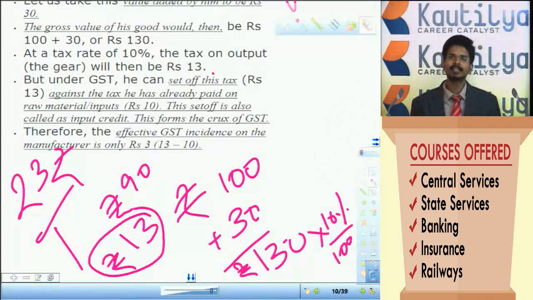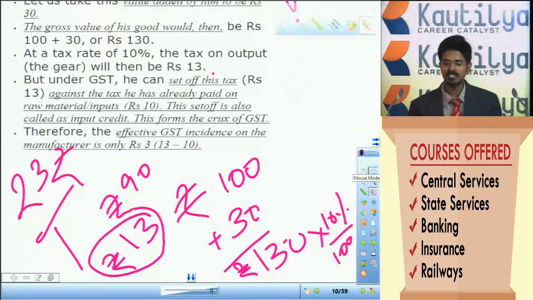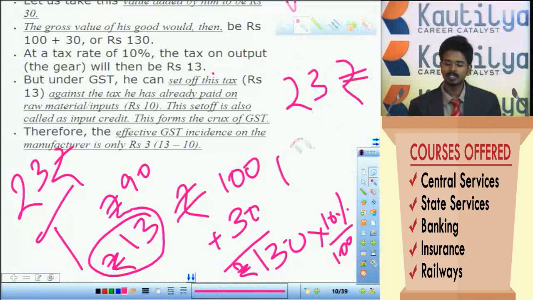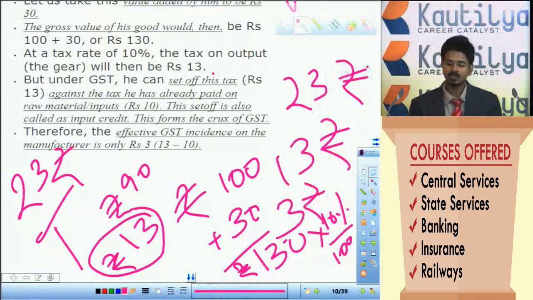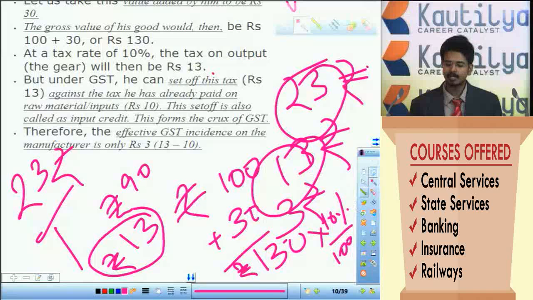So finally, the input credit that he gets is 13 minus 10 rupees, that is, only 3 rupees is the GST incidence on the manufacturer. First is 10 rupees, then 3 rupees, so he is just going to pay 13 rupees in total instead of 23 rupees. So instead of 23 rupees he is going to pay only 13 rupees as a tax holistically, and GST of only 3 rupees. That is how GST will help the manufacturer of the product.